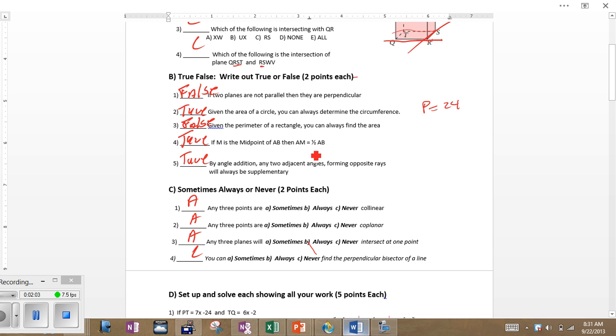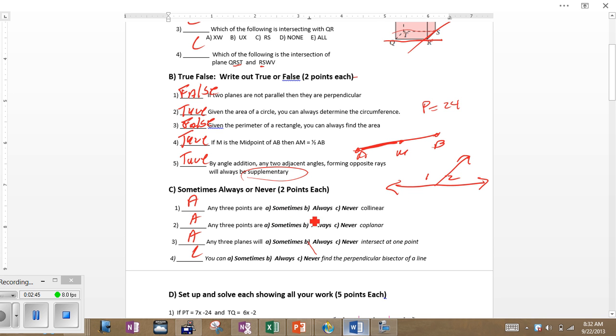This statement is always true for a midpoint. Any segment AB, midpoint at M. Certainly, AM is half the total length. That's exactly what that says. Well, angle addition. Any two adjacent angles forming opposite rays. Well, opposite rays is another name for a line, and adjacent angles are next to each other. So these are two opposite rays. These are two angles formed by opposite rays, and they are supplementary, adding to 180.